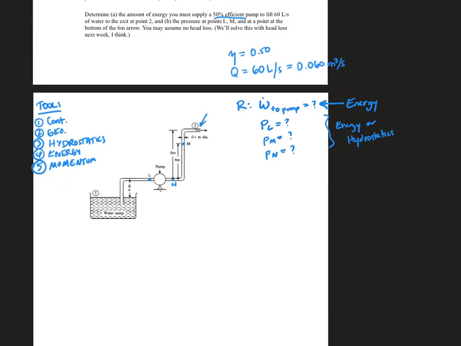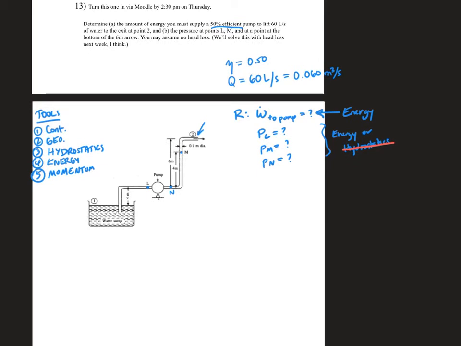The problem is we can't really use hydrostatics here because there's no manometer. All of these points, L, M, and N, are locations where the fluid is moving. So we cannot use hydrostatics here. We're going to have to use the energy equation for those. For all of these, energy is going to be our master equation. So let me get at this first one, which is P1 over gamma plus Z1 plus alpha V1 squared on 2g plus HP equals P2 on gamma plus Z2 plus alpha V2 squared on 2g plus HT plus HL.